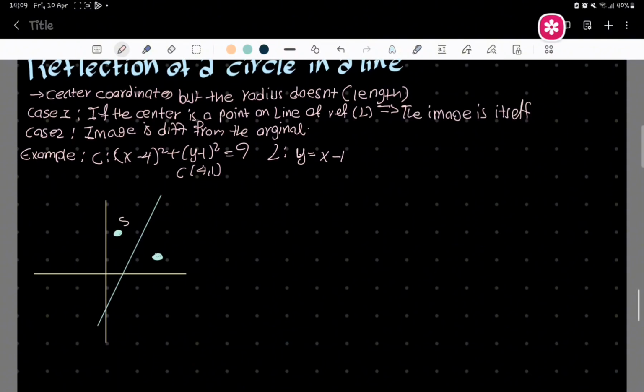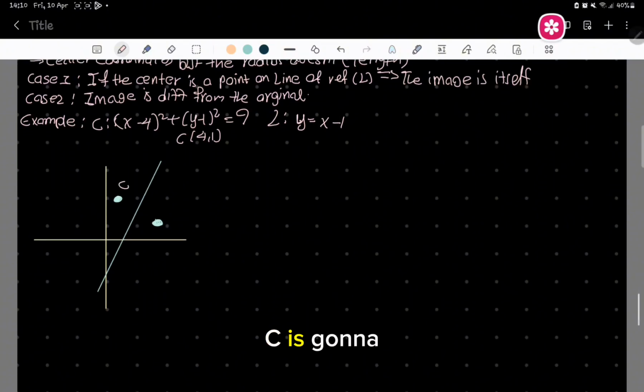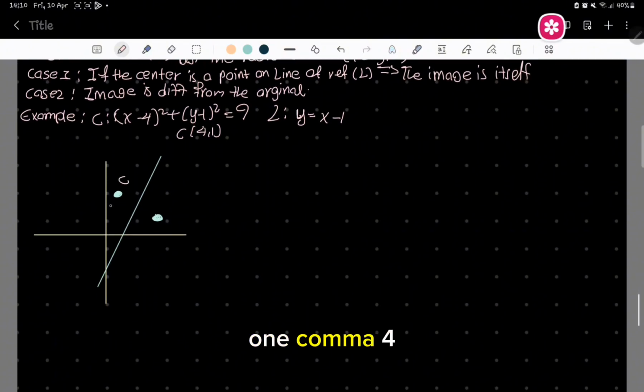The next thing we're going to do is set up the coordinate system so we can actually reflect the center. As we know, the radius doesn't really change, so all we need to do is reflect the center. Then we can find the equation of the reflected circle, or C prime. C is going to be our point here, which is 4, 1. So now we need to reflect this.